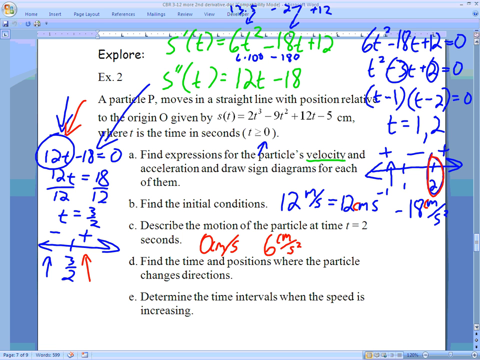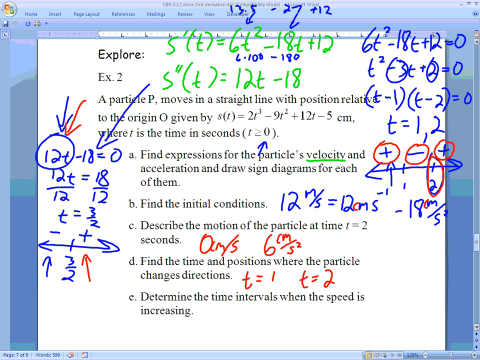I go from forward velocity to backwards velocity and then back again. So those times would include t equals 1 and t equals 2. Now, how do I get position?